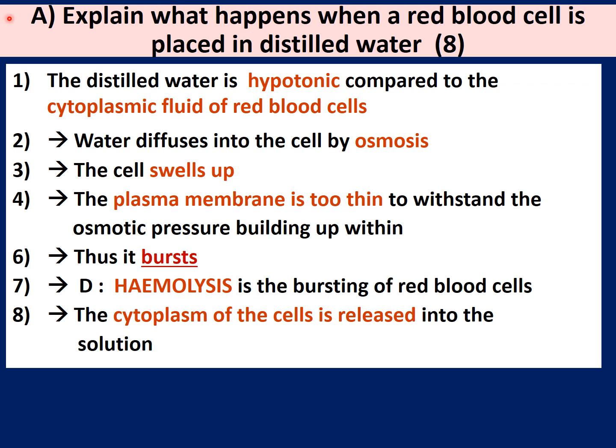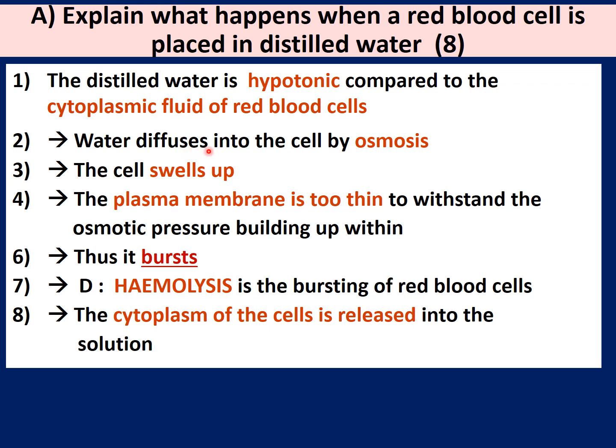So let us see how to answer this question about the hypotonic solutions. Explain what happens when a red blood cell is placed in distilled water. 8 marks. So you can start off by saying that the distilled water is hypotonic compared to cytoplasmic fluid of red blood cells. Don't just say distilled water is hypotonic to red blood cells. You must compare the two fluids, the distilled water and the cytoplasmic fluid, fluid to fluid. Okay, so distilled water is hypotonic compared to cytoplasmic fluid of red blood cells.